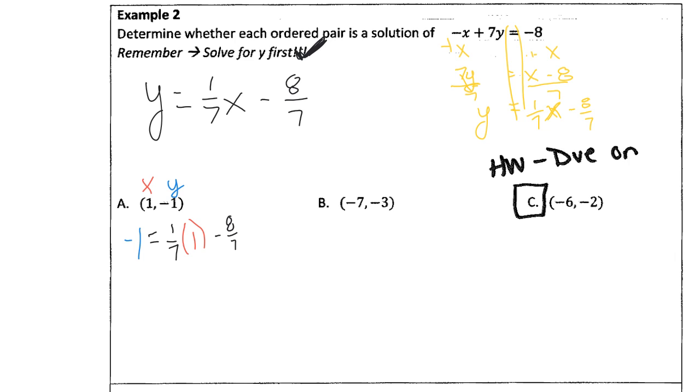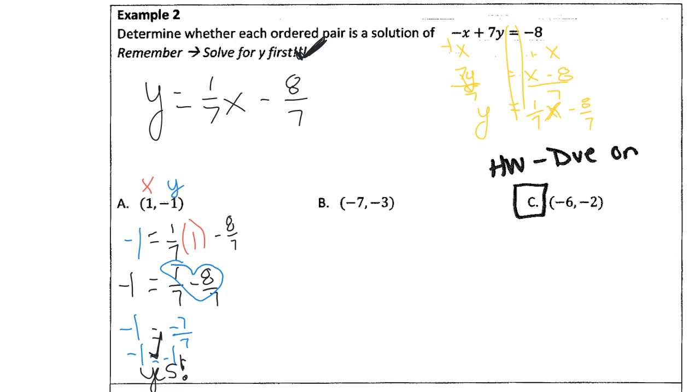Okay, so I'm going to do some math here. 1/7 times 1 is 1/7. And I do 1/7 minus 8/7. Remember, when you're adding or subtracting fractions, as long as they have common denominators, you subtract the numerators. So I get -7/7 is equal to -1, which I know 7/7 is 1 and it's negative. So is this equation true? Or is the solution true? Yes, it is a solution.